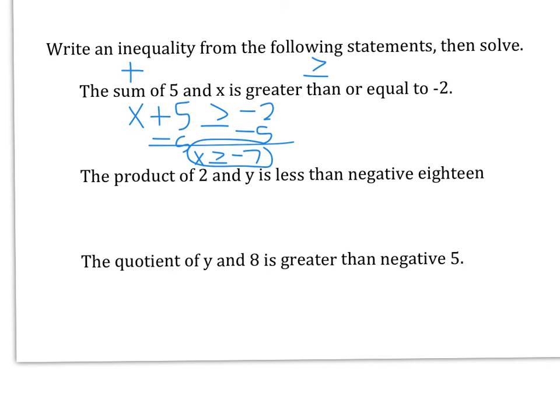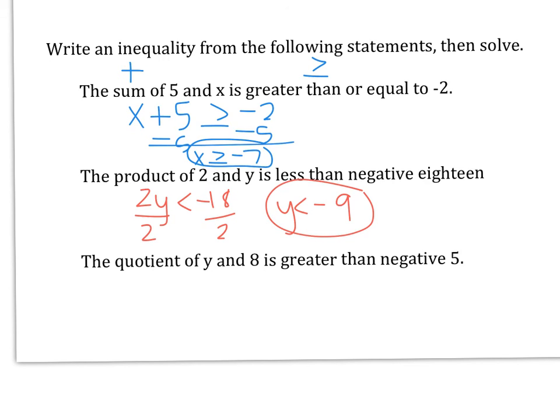Let's look at the next example. The product of 2 and y is less than -18. So the product means multiply, so 2 times y is less than -18. And to solve for y, we'll divide by 2, so we get y is less than -9. Now, don't get confused here. We don't flip our inequality sign because we did not divide by a negative. Sure, our answer ended up being negative, but we divided by just 2, so that inequality is not flipped. Our answer is just simply negative.